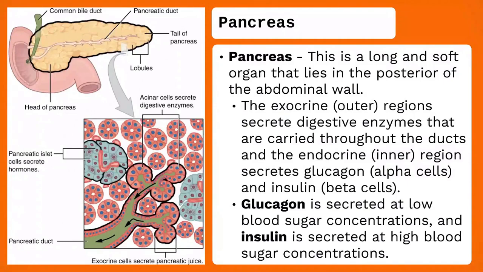That leads to our pancreas. This is a long and soft organ that lies in the posterior of the abdominal wall. The exocrine, or outer, regions secrete digestive enzymes that are carried through the ducts, and the endocrine, or inner, region secretes glucagon by its alpha cells and insulin by its beta cells. Glucagon is secreted at low blood sugar concentrations, so this raises your blood sugar, and insulin is secreted at high blood sugar concentrations, so this lowers your blood sugar.